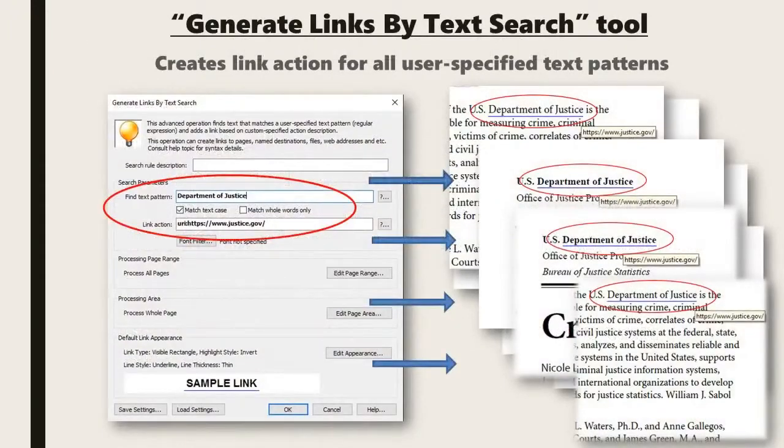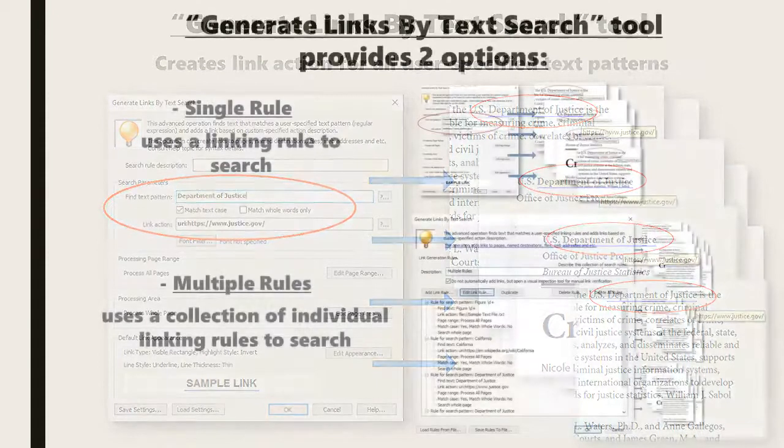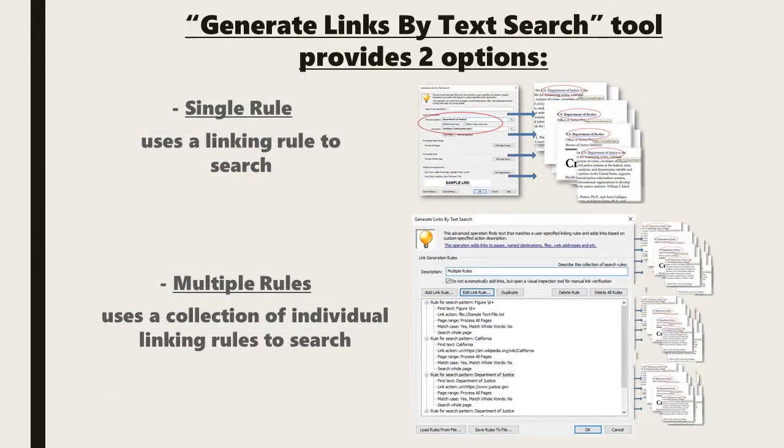Observe this example where a text pattern has been entered and all matching occurrences have been turned into active links to the relevant page. The tool provides two options: a single rule use, using a linking rule to search the text, or using multiple rules, which uses a collection of individual linking rules to search. Let's begin by looking at this first option, using a single rule.